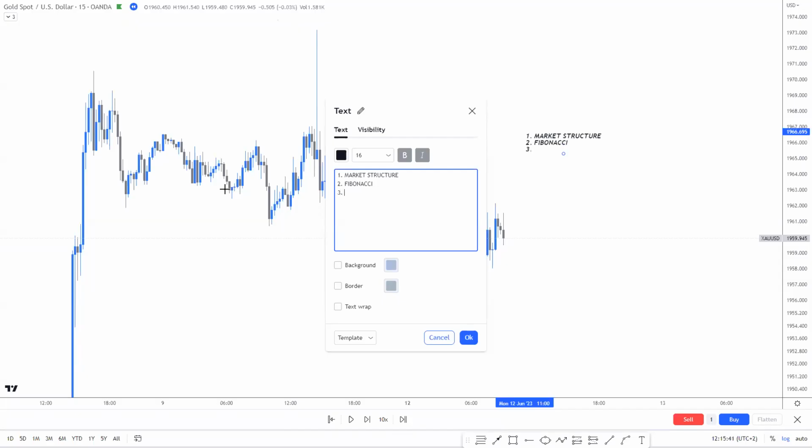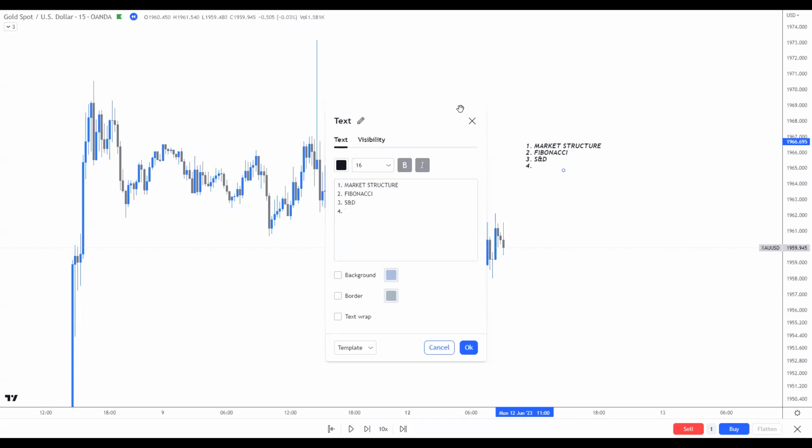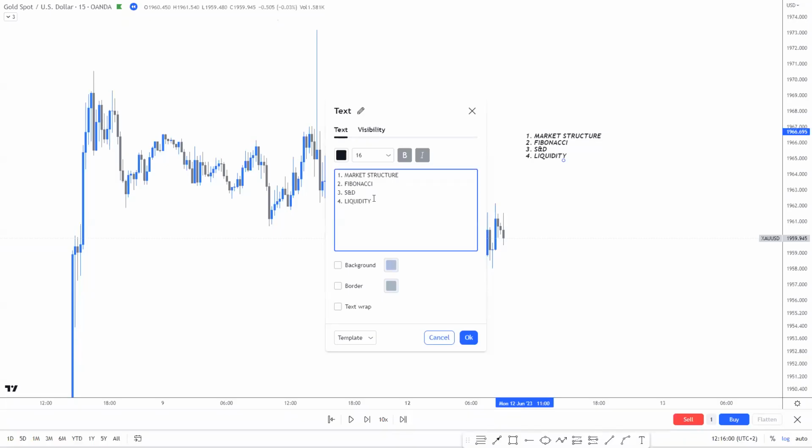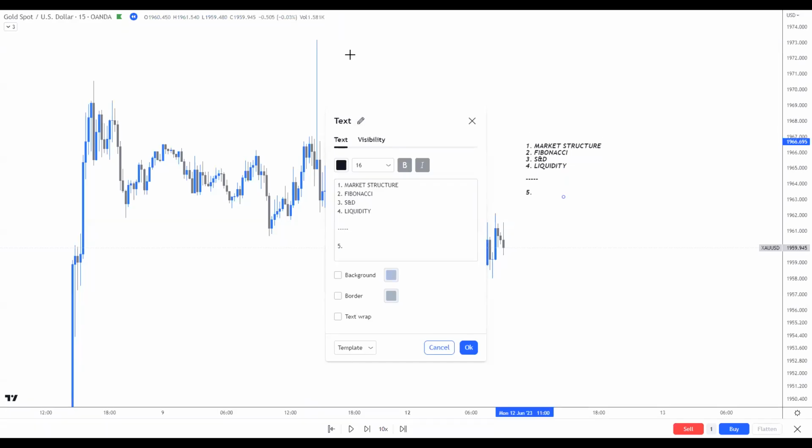Third confluence. S&D, supply and demand zones, yes sir. Fourth confluence. Liquidity, well done. Very simple. Okay, extra confluences. Here the order doesn't matter. Point of control, imbalance, point of control, okay. Session liquidity, okay, those are the three.